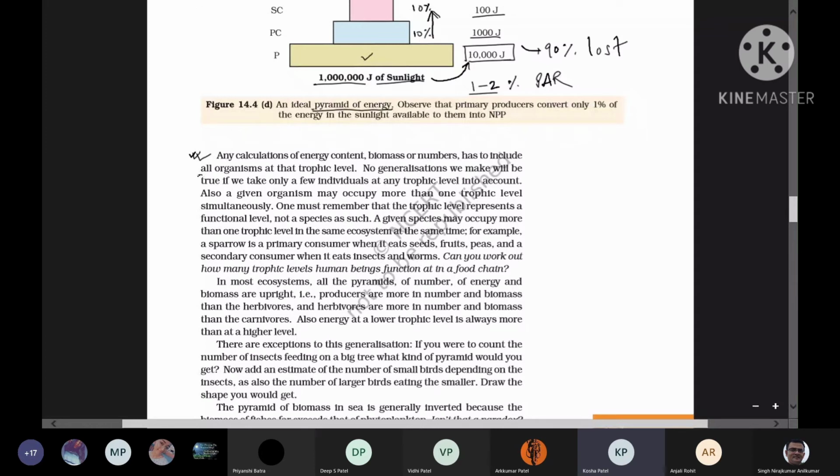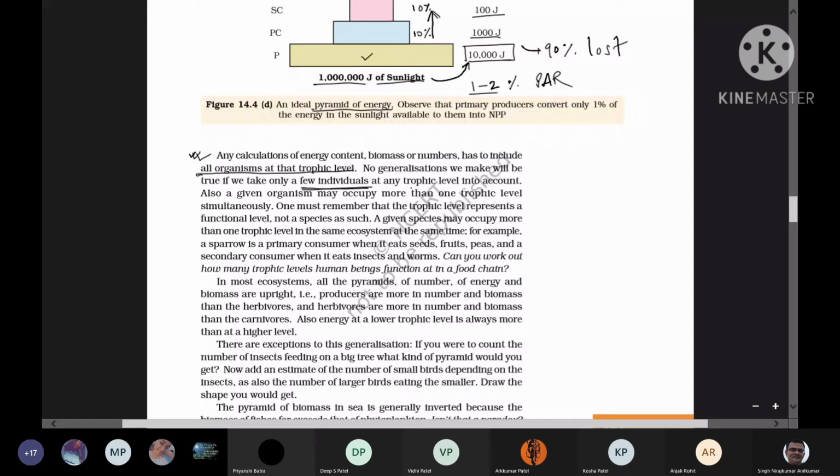Just a minute. Here, see. So for making any pyramid, it is essential to take all the organisms in the ecosystem at that trophic level, right? All the organisms. By taking individuals, it is not possible to make the pyramid. So all the organisms at that trophic level have to be taken into consideration.